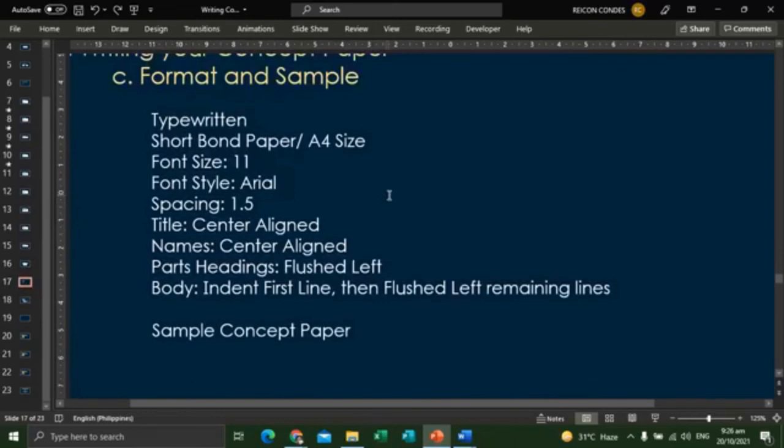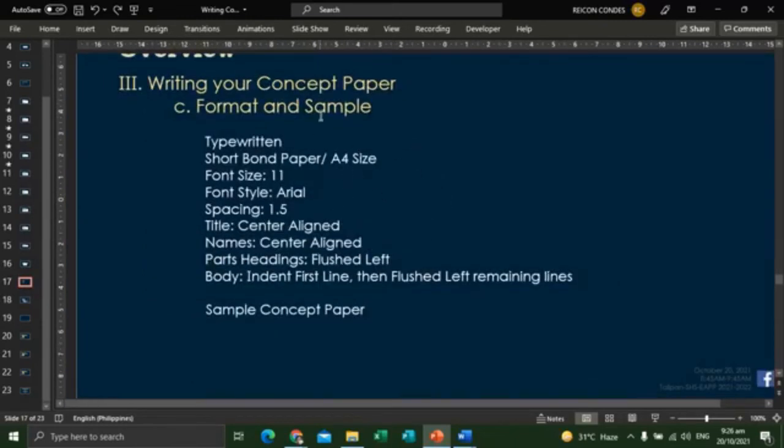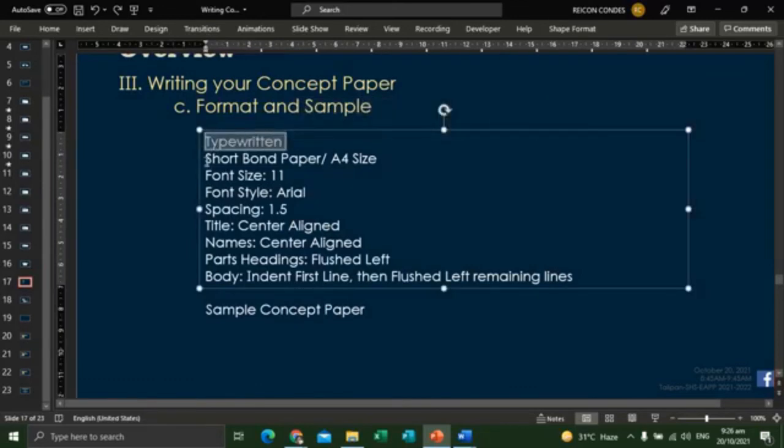Let's give you the format and the sample. So first, of course, ito ay typewritten, short bond paper or A4 size. But I just put the short bond paper kasi perhaps nauubos ng mga A4 size. But then, I prefer A4 size. Pero kung wala na kayong makuwang A4 size, pwede na din ang short bond paper. So font size is 11, font style is Arial, spacing is 1.5.